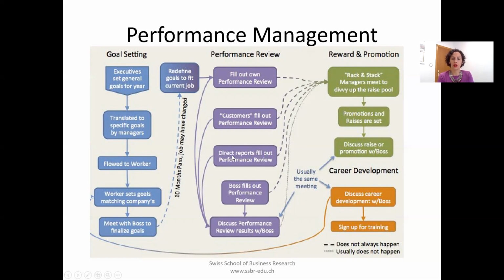Then there are other levels of management that also may fill out a performance review for an individual employee, for example, the second layer of management, or even peers. There are companies that have peer performance management systems in which it's actually your peers that evaluate the rest of their team members, and of course customers.